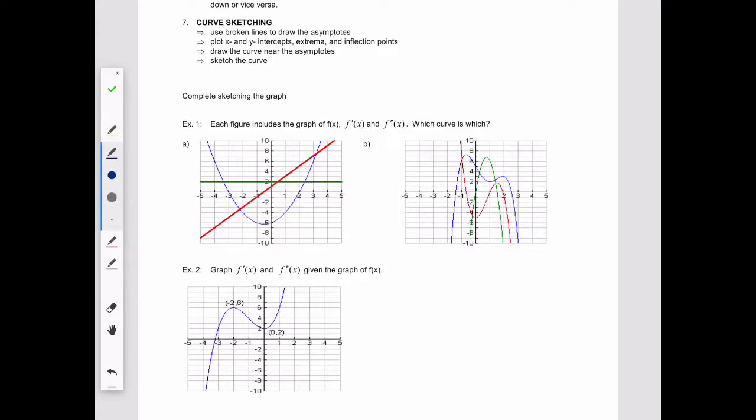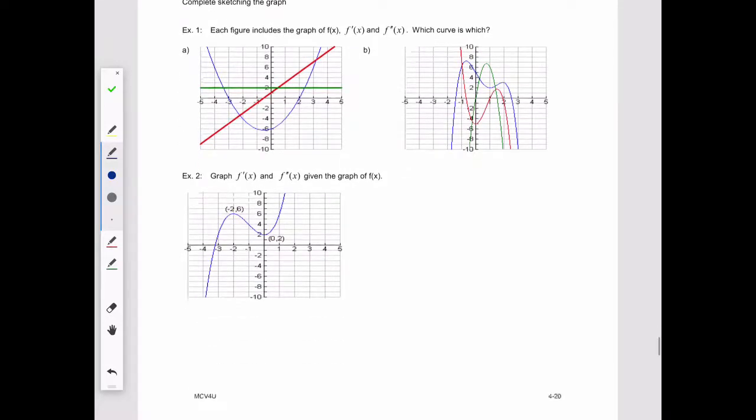For the first example, it's saying that each figure of the graph f of x, f prime of x, and f double prime of x is shown, so we have to identify which one is which. We've had a question like this on a test in the past. In this case here, basically what this is testing us on is, do we understand what happens when we take a derivative of a function?